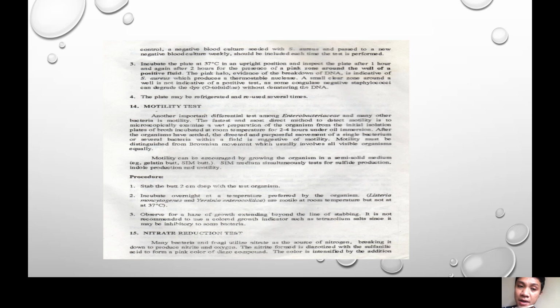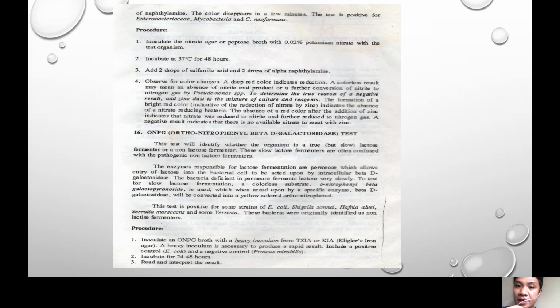This will identify bacteria containing the enzyme nitrate reductase that converts nitrate to nitrite. For the procedure, we have nitrate agar incorporated with 0.02% potassium nitrate. Inoculate your organism on that and incubate at 37 degrees Celsius for 48 hours. After that, you add sulfanilic acid and 2 drops of alpha naphthol. Then observe for a pink color.